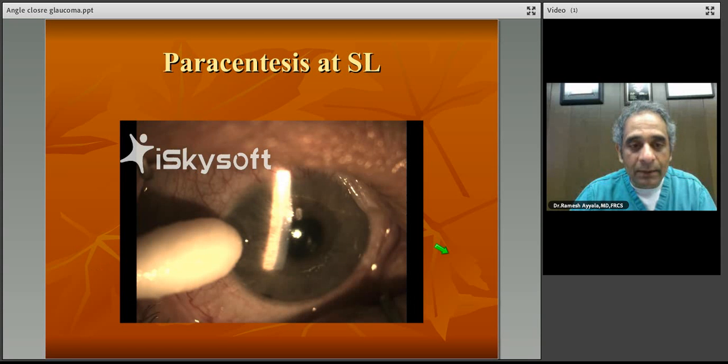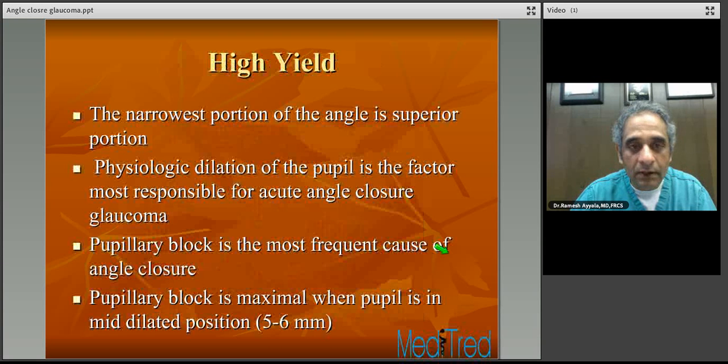Here's an example of how I do the paracentesis at the slit lamp. I will show these videos in a later talk, so watch for those. So from the point of view of your exams, and as I promised my residents, I'm going to end these lectures with high yield material.